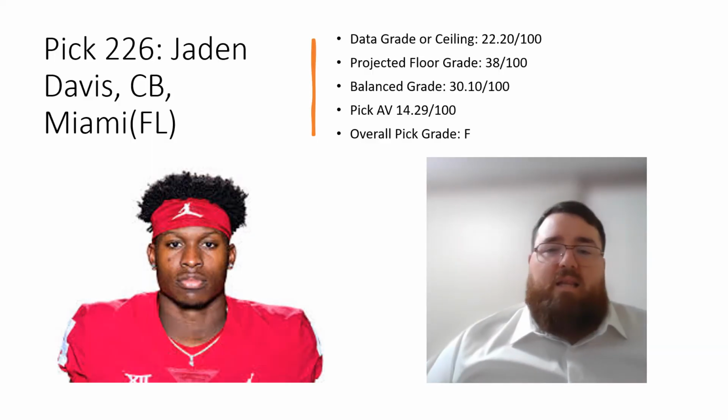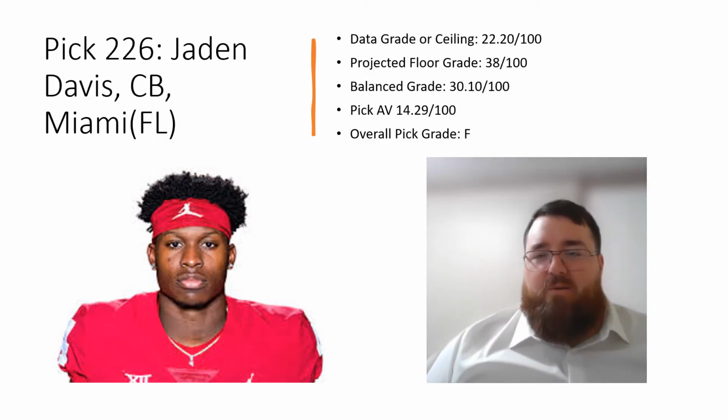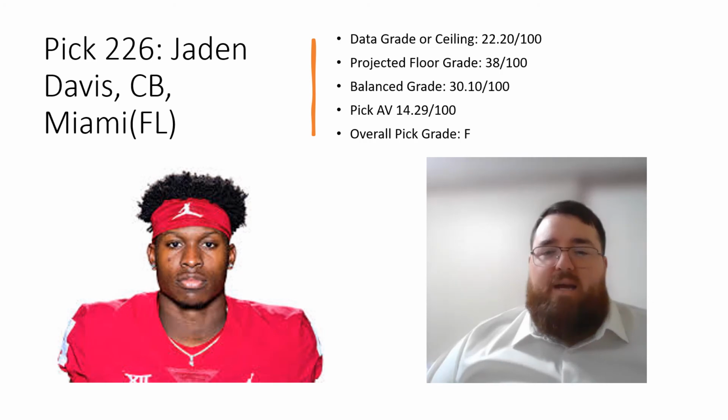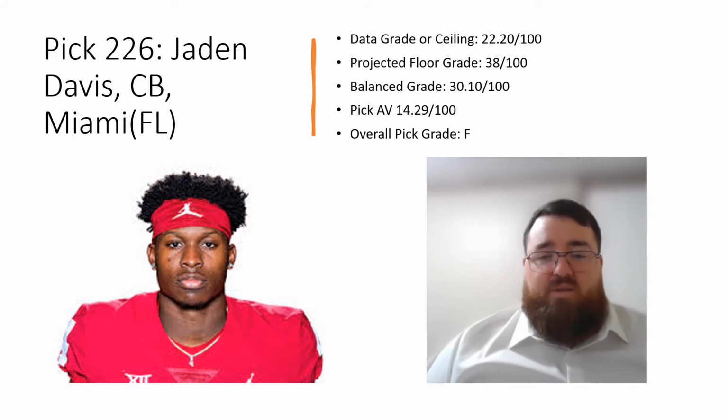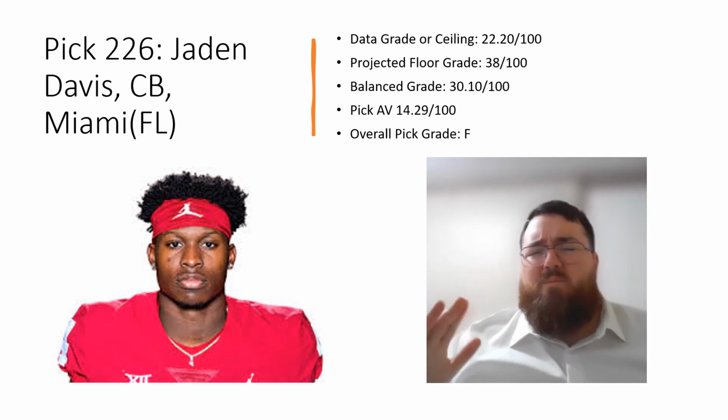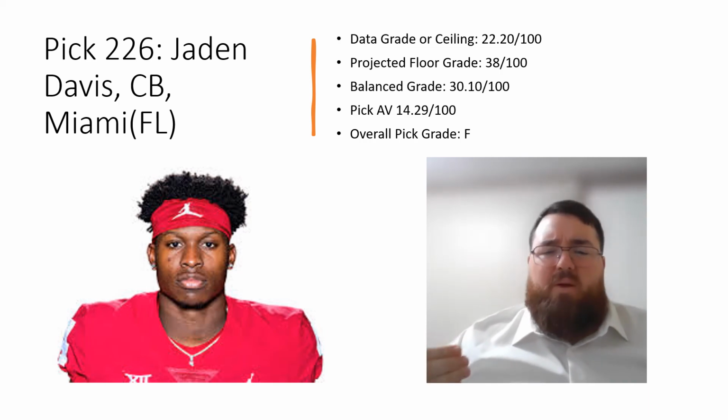Then, of course, we get to the last pick of the draft for the Arizona Cardinals, Jayon Davis, cornerback out of Miami. His data grade or ceiling is 22.20 out of 100. His projected floor grade is 38 out of 100, and his balance grade is 30.10 out of 100. The average AV of this pick is 14.1 or 14.29 out of 100. Overall pick grade would be an F.